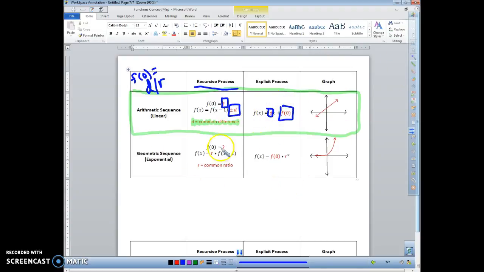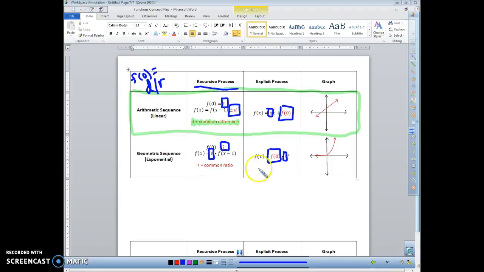Now for a geometric sequence, this is all our geometric sequence. I have the recursive process. Again, box f of 0. f of 0 equals box. And then f of x is equal to r times f of x minus 1. So I take that previous term and I multiply by the ratio, the r value. So box that r. And then do the same thing here for the explicit process. This takes us directly to any term we want. Box the f of 0, and go ahead and box the r value.